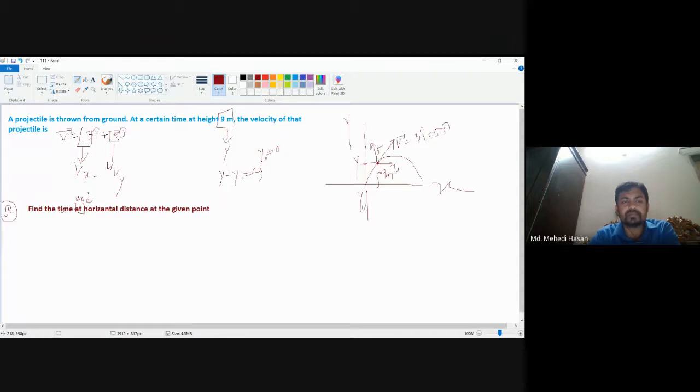Using s equals ut plus half at square. Okay, so that means y minus y naught equal to v naught y t minus half g t square. So using this equation, isn't that what you are saying?